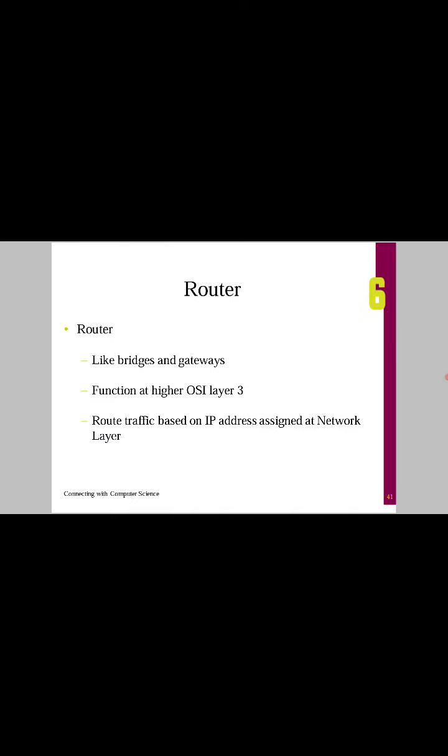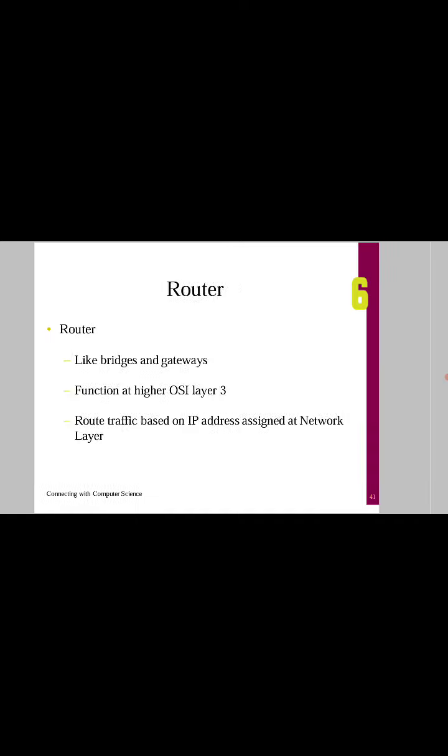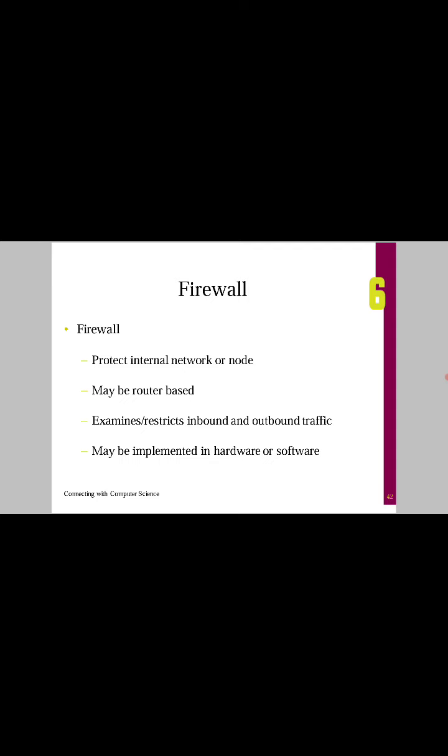Router. A router is also a device like bridges and gateways. It functions at OSI layer 3 and routes traffic based on IP addresses assigned at the network layer. Firewall. What is a firewall? Firewalls are used to protect an internal network or node. Generally firewalls are used on our own computers to protect the internal network or a node. They may be router based, examine or restrict inbound and outbound traffic, and may be implemented in hardware and software.